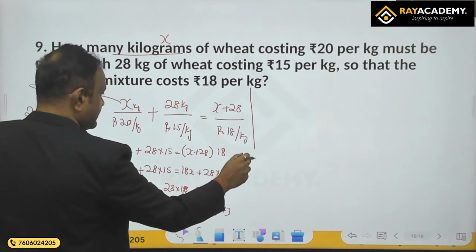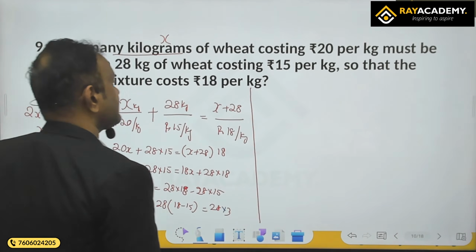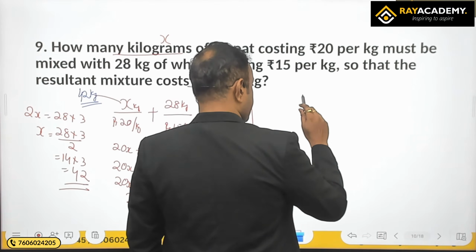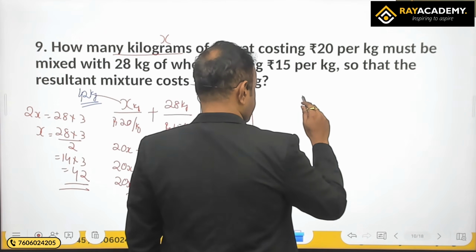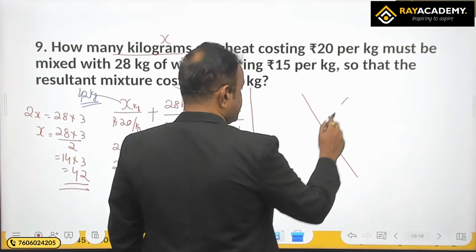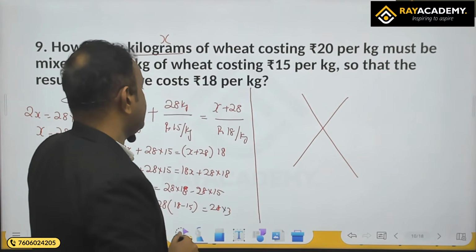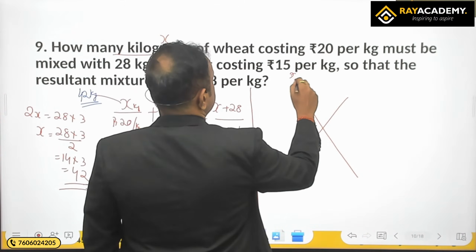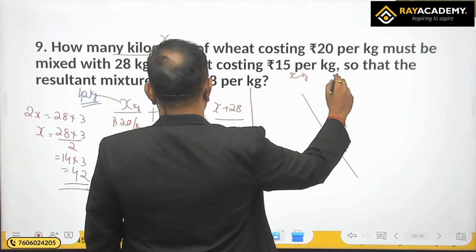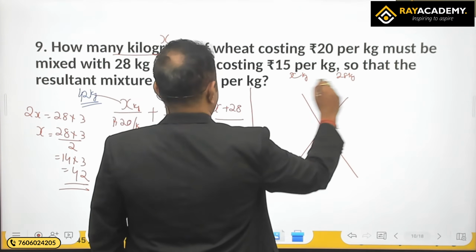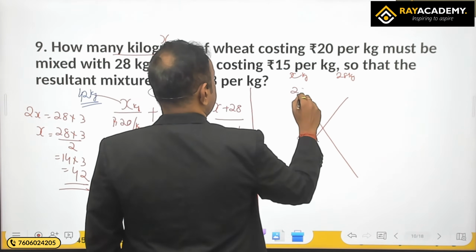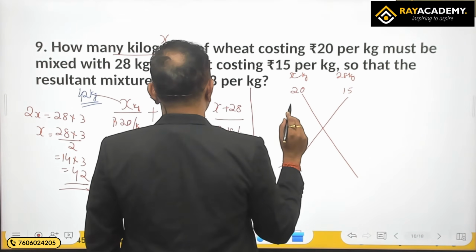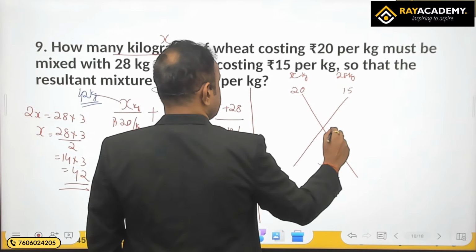Alligation method: in the last class I discussed the series of alligation mixture. What is the concept? I am directly solving the question. In alligation mixture, we draw this diagonal, two lines intersecting. I write x kg, and 28 kg. The average price of x kg is 20 rupees per kg, the average price of 28 kg is 15 rupees per kg, and the mixture's average is 18.